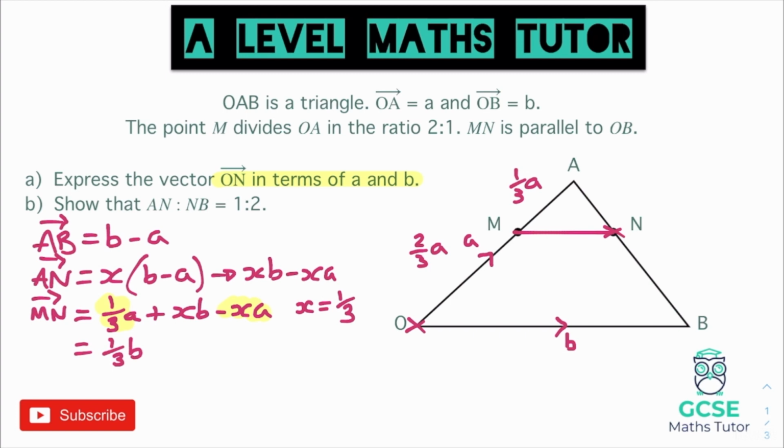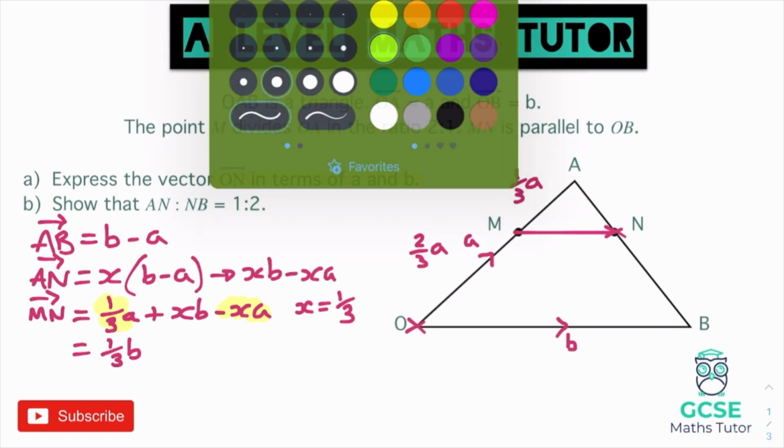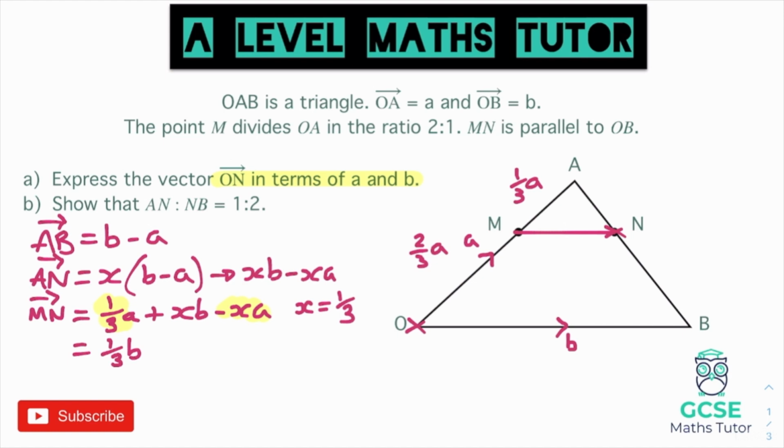So now we have the vector M to N, we can get the vector O to N. So now we've got M to N, we need to think about how we get from A to N. Okay, so that's going to allow us to go from O to A using the vector A, and then down from A to N. Okay, so A to N we have already worked out. And if we just highlight that so we remember where it was, this vector here, xb minus xa.